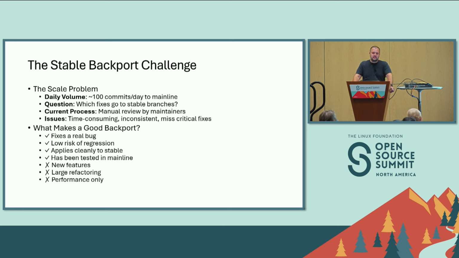And it's not something that scales, right? You can't really keep doing this long term and maintain it in a sustainable way. And also sometimes critical fixes slip through the cracks, right?